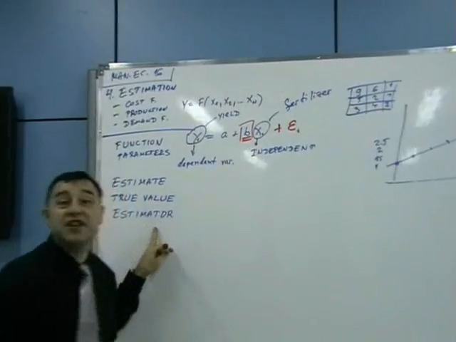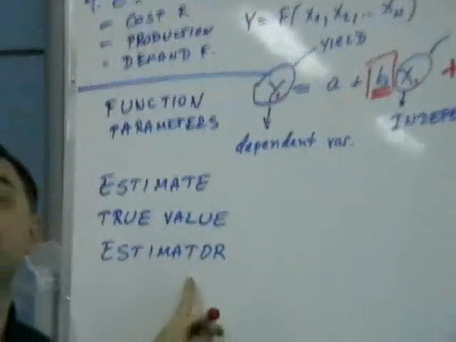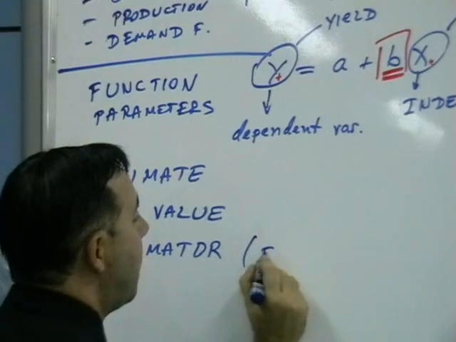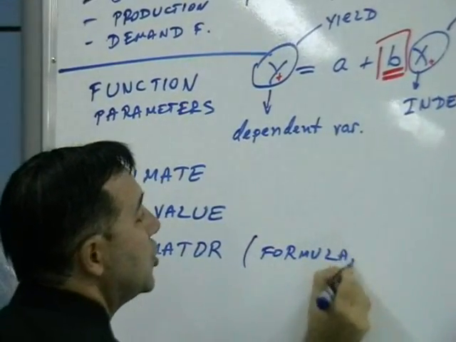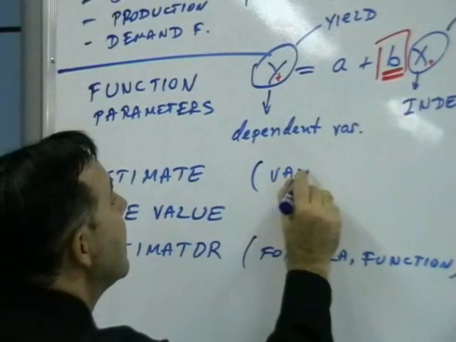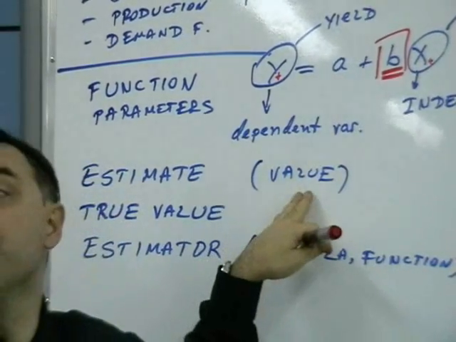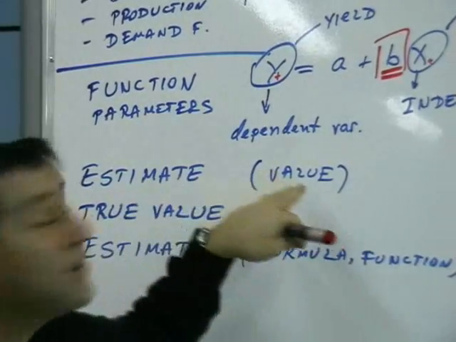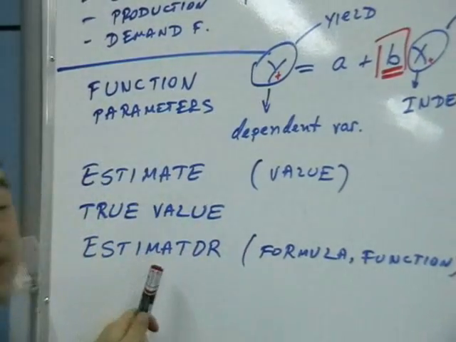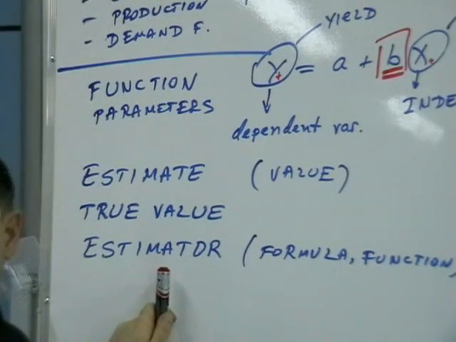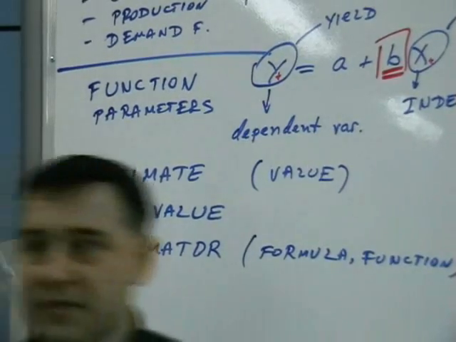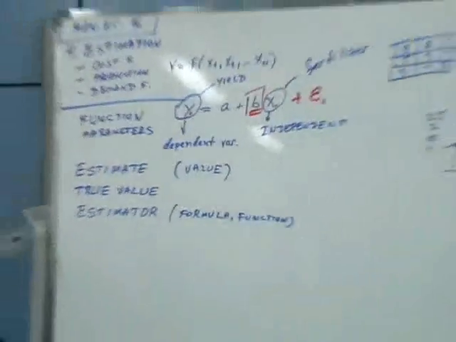Estimator. The estimator is the formula which we use to get the estimate. So the estimator is a formula, which we properly call a function, and the estimate itself is a numerical value. In other words, the estimate is just a number, while the estimator is a function. So in this particular case, we say that we have an unbiased estimator, and the estimate is unbiased. Clear so far? Let's see what other things.